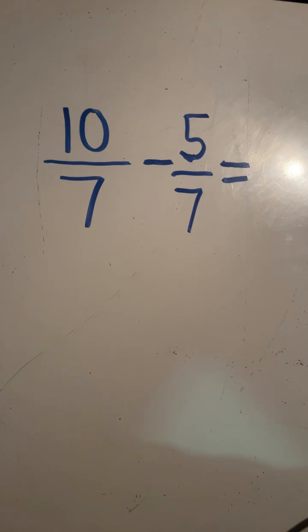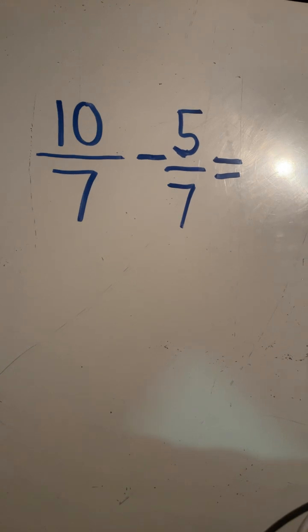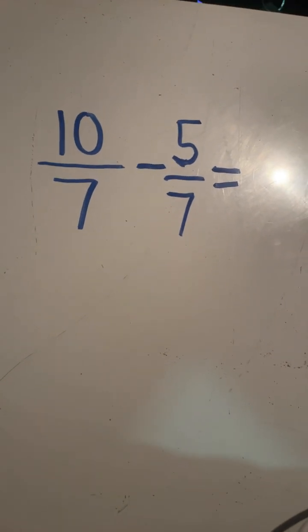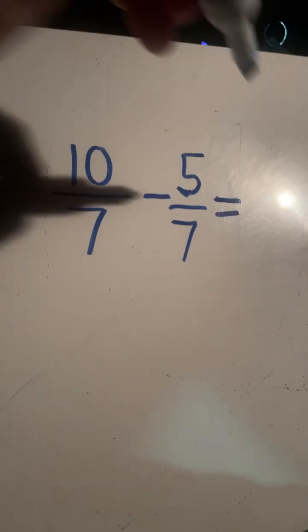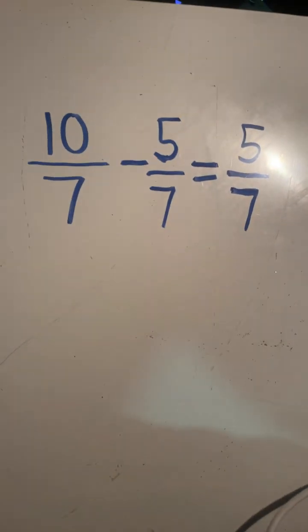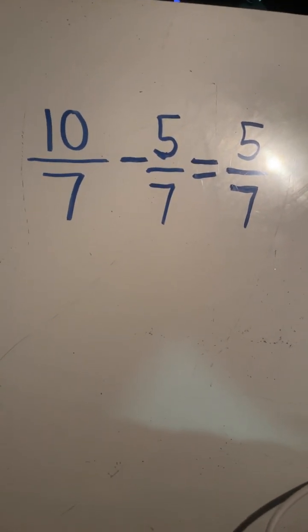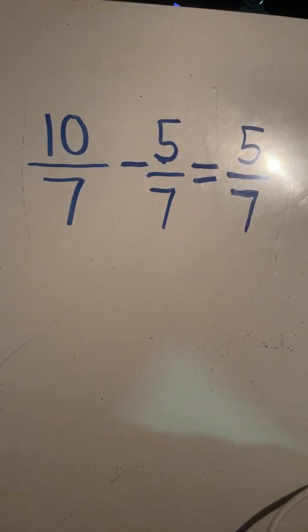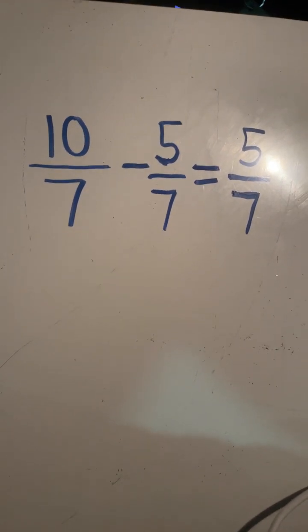So we have 10/7 minus 5/7. So what is 10 minus 5? 10 minus 5 equals 5. So we subtract 5 from 10 just as we would with any whole number. And then our denominator, we keep it the same. So the only difference between subtracting fractions versus subtracting whole numbers is whatever the denominator is, we keep it the same. So 10/7 minus 5/7 equals 5/7.